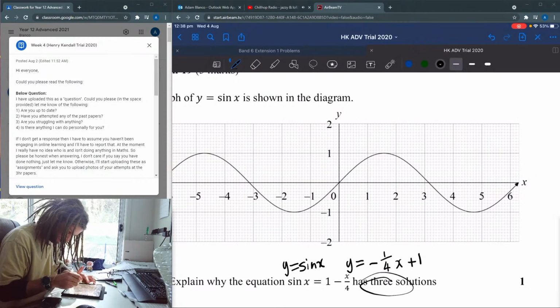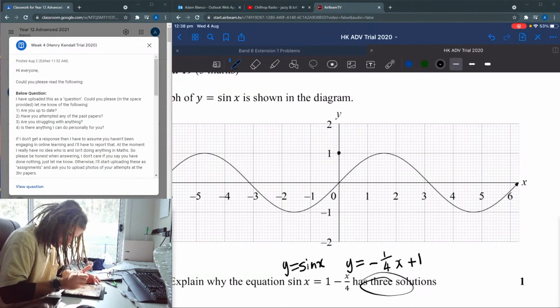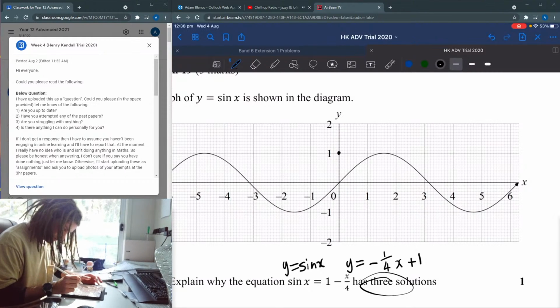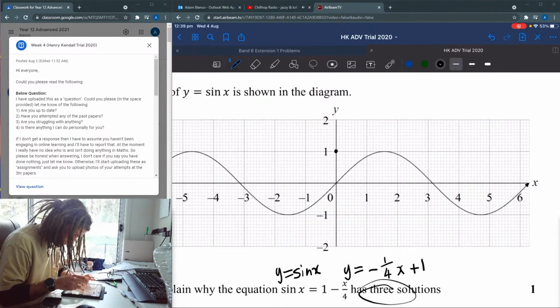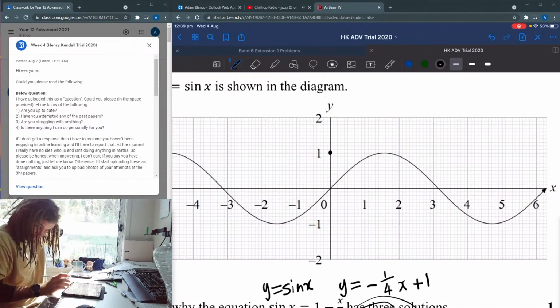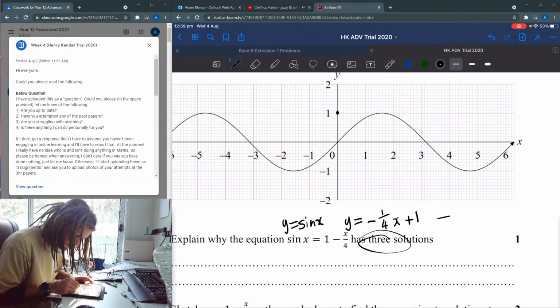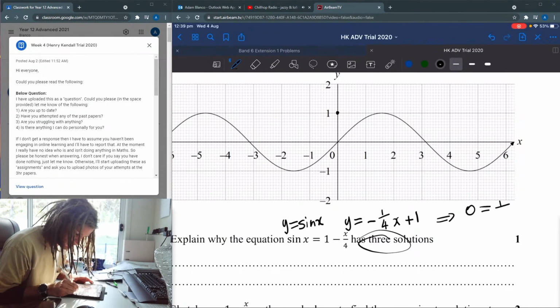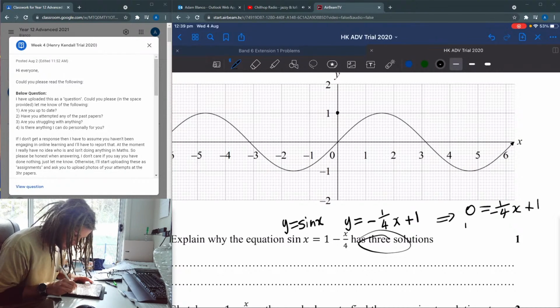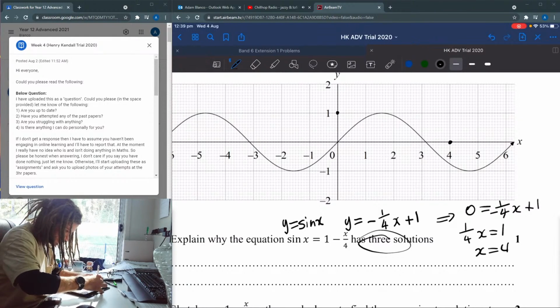Minus a quarter x, plus 1. It starts here, and then rise over run goes across 1 and down 4. How am I going to draw that? Let's just find the x-intercept, when y equals 0. 0 equals negative a quarter x plus 1. Move that over: a quarter x equals 1, so x has to equal 4. Okay, so it cuts here. That's 2 happy points for me.